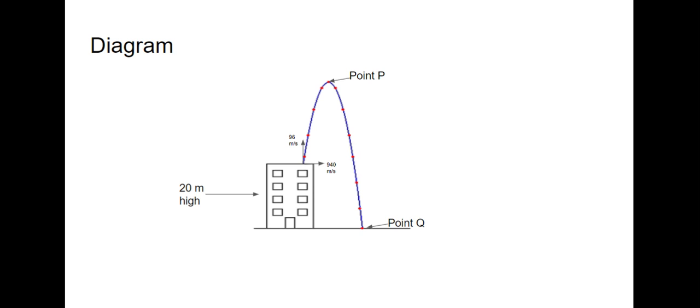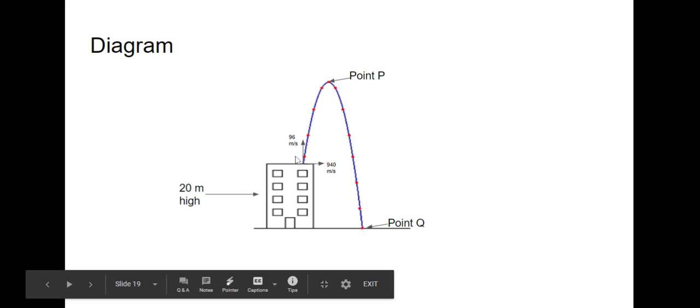So the first step in solving this problem is to draw a diagram, which is shown here. As shown in the diagram, the projectile is at an initial height of 20 meters. The maximum point is at P. The ground is point Q.